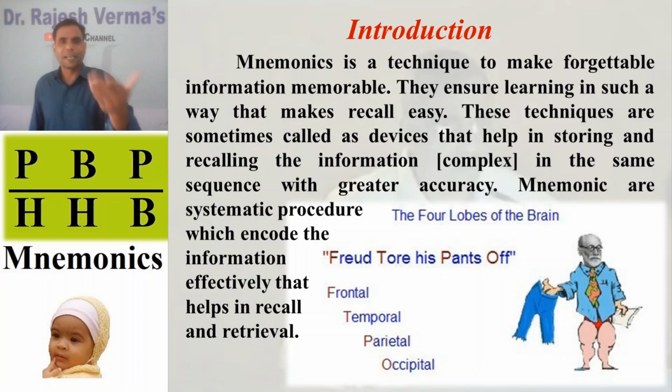So you can use this mnemonic: "Fry tore his pants off." F for frontal lobe, T for temporal lobe, P represents your parietal lobe, and O represents your occipital lobe. There are four lobes, you can remember that. So these are wonderful mnemonics.